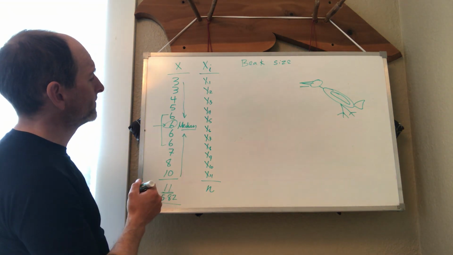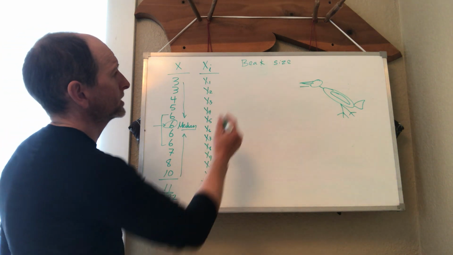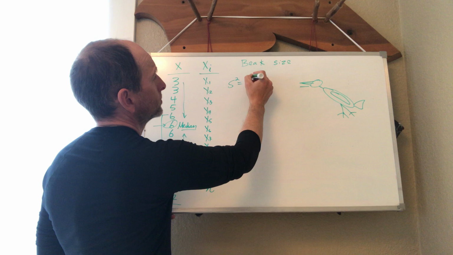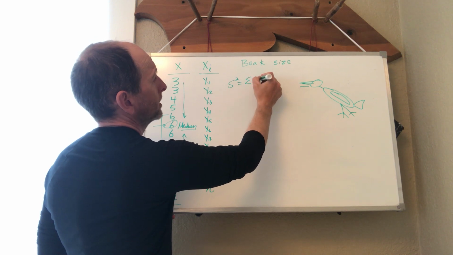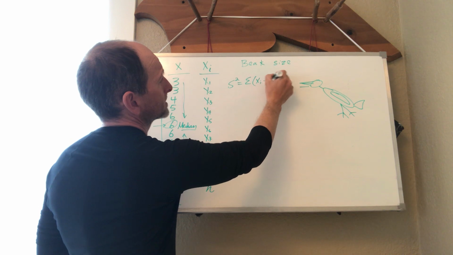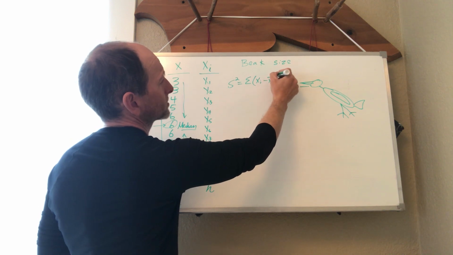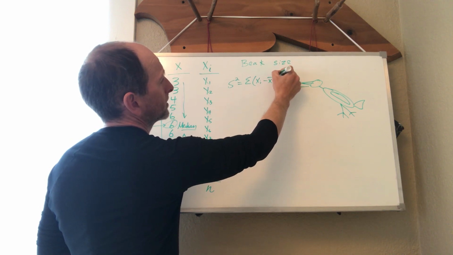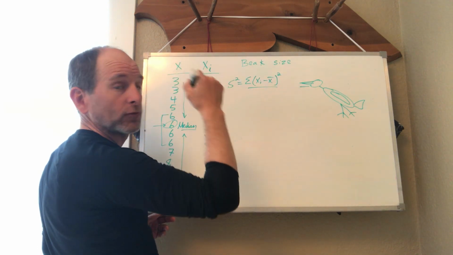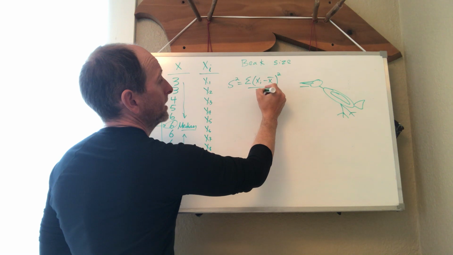If we want to know about variance in this population, we'll remember that variance was equal to the sum of the squared x sub i minus x bar values divided by, since we're talking about sample variance now, n minus 1.